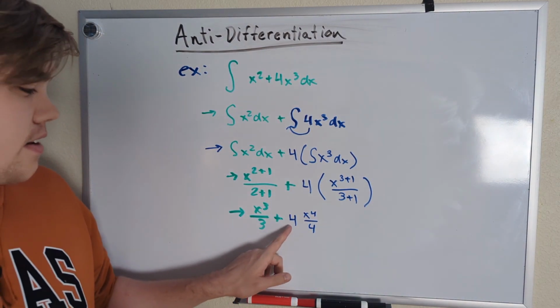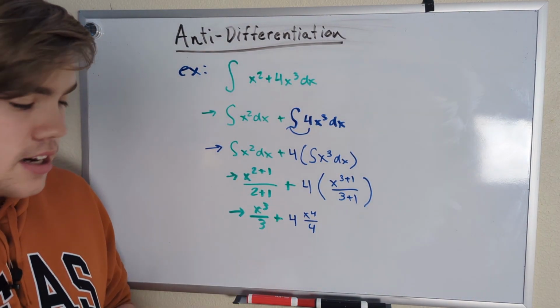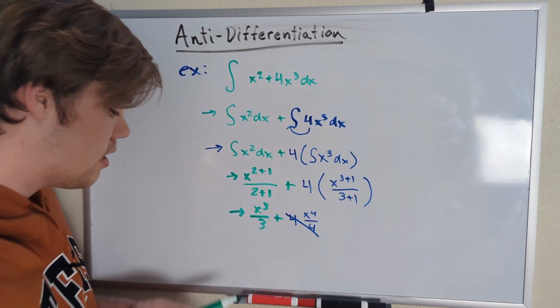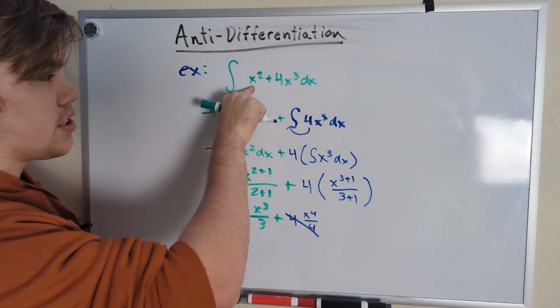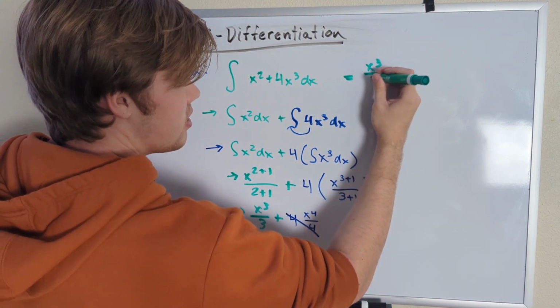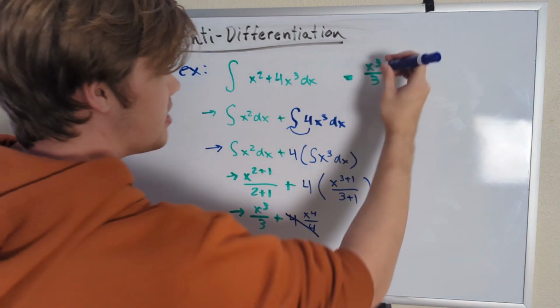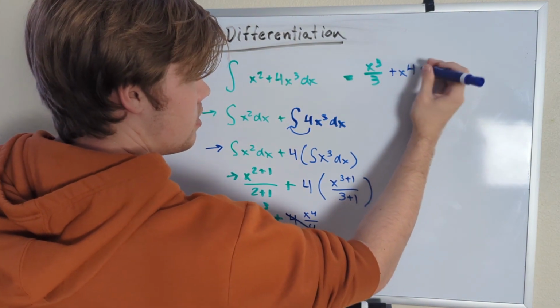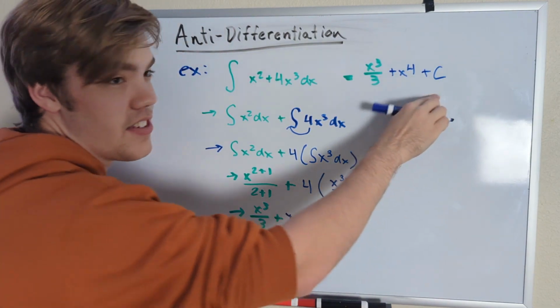You may notice that we have a 4 on top and a 4 on bottom, so these two cancel out to just equal 1. So the antiderivative of x squared plus 4x cubed is equal to x cubed over 3 plus x to the 4th plus c. Do not forget your plus c.